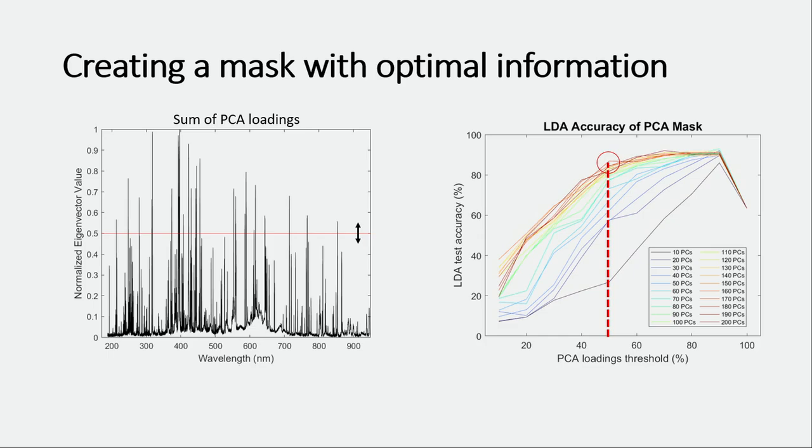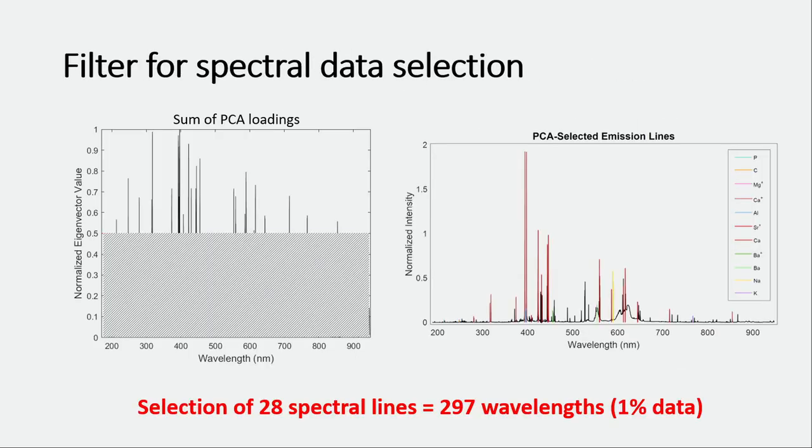And what we saw was that around a 50% threshold with 200 PCs was kind of a good trade-off to get a good accuracy. And so once we just keep what's above 50% of the loadings for the sum, we have just a few lines of importance in the spectrum. And that represents 28 spectral lines, 1% of the data, and we still have everything we want. We have data reduction and data selection, and there's a meaning to them. It's not just a mathematical function.